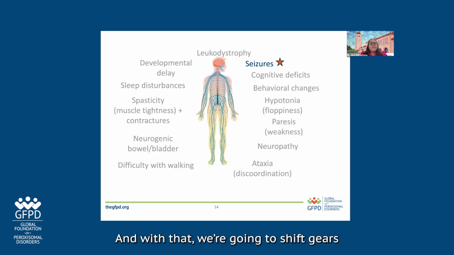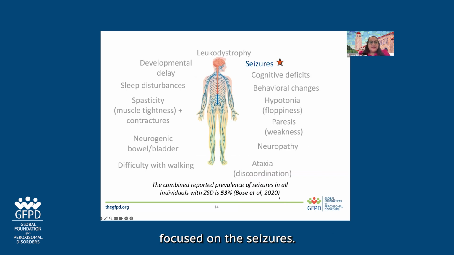And with that, we're going to shift gears a little bit from talking about some of the neurological imaging and testing to really focusing on seizures today. And so the rest of the conversation will be focused on seizures. And so, as many of you know and maybe have experienced, seizures are quite frequent and quite common in patients with peroxisomal disorders. And one of the studies from MOSME showed that the combined prevalence of seizures in all individuals with ZSD is up to 53%. That's about half the children and adults with Zellweger spectrum disorders having seizures.